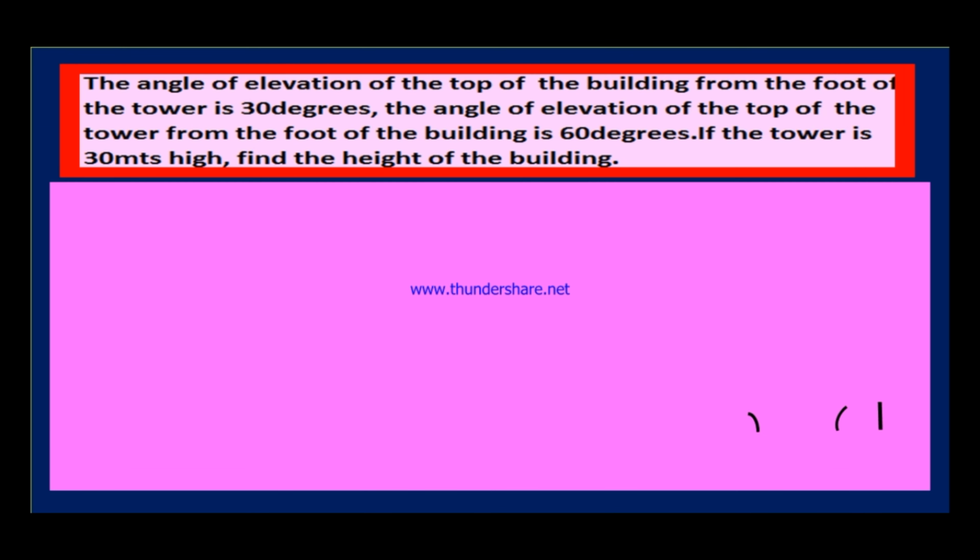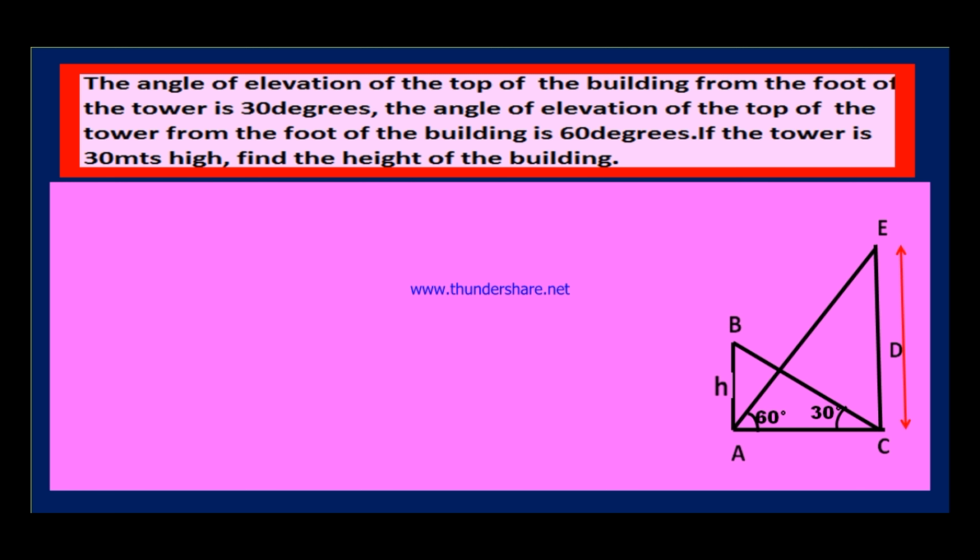Here is the question again, and this is the tower. CE is the tower whose height is 30 meters, and this is the building. Let us assume that the height of the building is H. AB is the building and CE is the tower. Since AB is equal to H, CD is also H. Total CE is 30 meters, therefore DE is equal to 30 minus H.